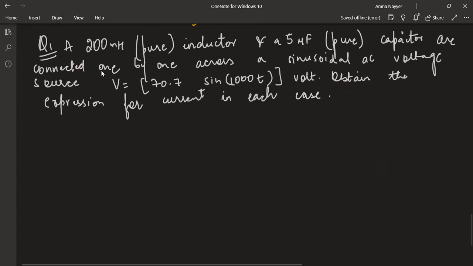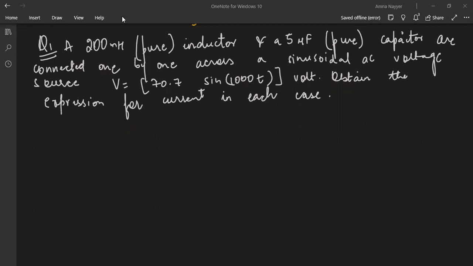See, a 200 millihenry pure inductor and a 5 microfarad pure capacitor. Both these are connected one by one across the sinusoidal AC voltage source. So voltage source is 70.7 sine 1000. Khalid has answered current for inductor. Okay, right. And for capacitor, correct. Very good, Khalid.